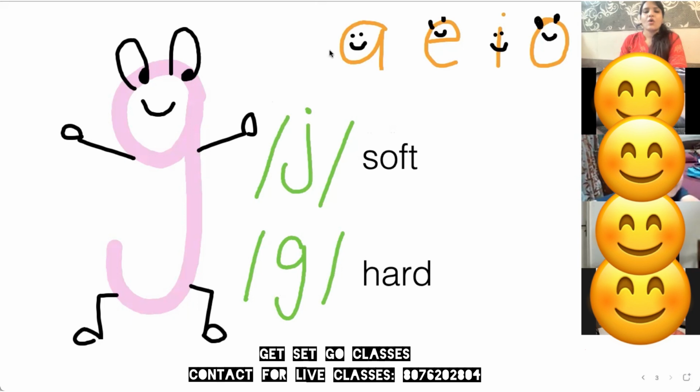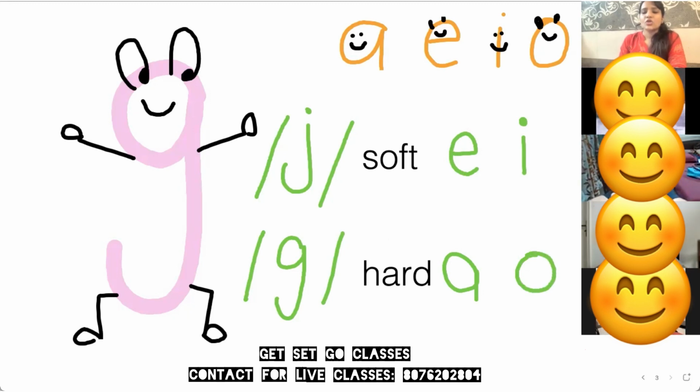So A says, okay, I am going and standing with G, the hard sound of G. So A came here. Okay. Then E says, I will go to the soft sound, J, J, J. So E came here, because we are brothers. And I went to the soft sound. I says, I will go with E. And O says, I will go to the hard sound, G, G, G. And U says, I will also go to the hard sound.